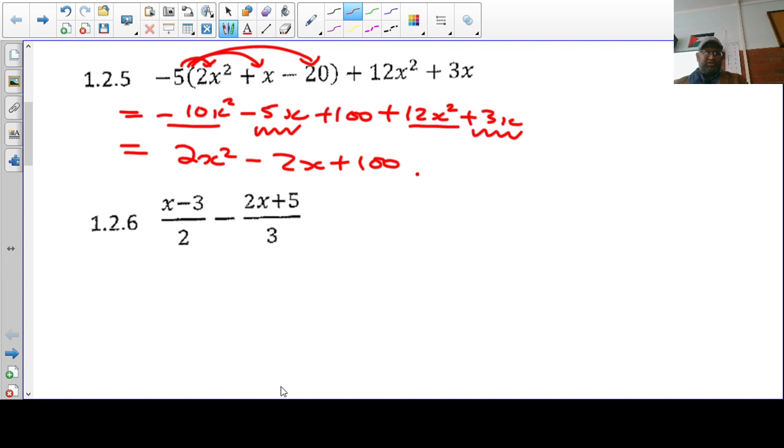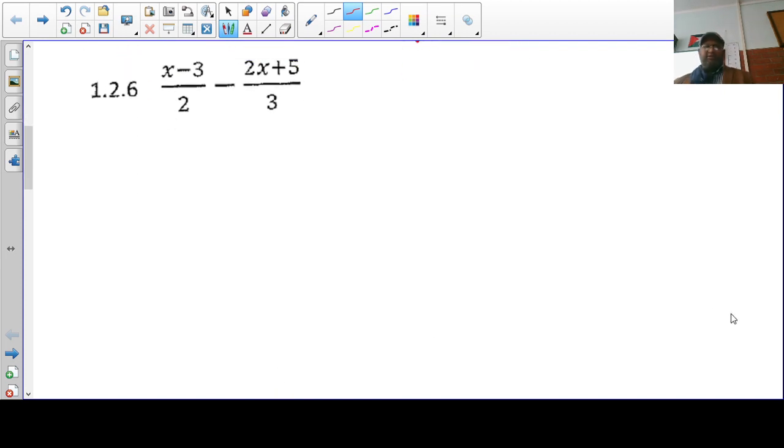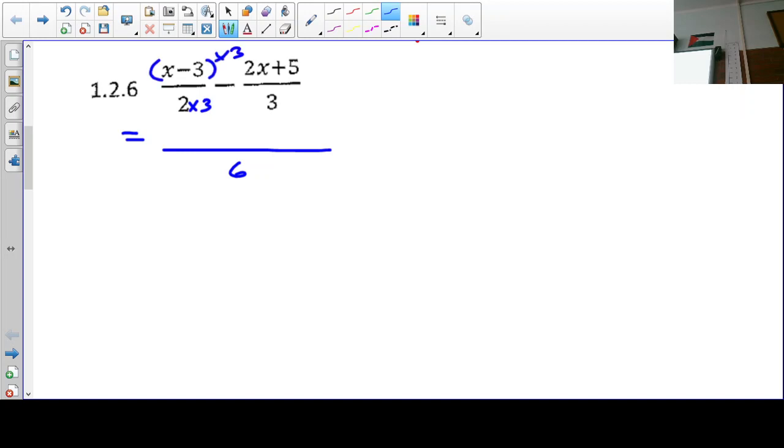So in question 1.2.6, what are we going to do first here? We're going to find an LCM. Not so? What's your LCM here? 6. So 2 must be multiplied by 3, so I will multiply the numerator also by 3. 3 must be multiplied by 2, multiply the numerator also by 2. So I got 3 into x minus 3 minus 2 into 2x plus 5. You all agree with that?